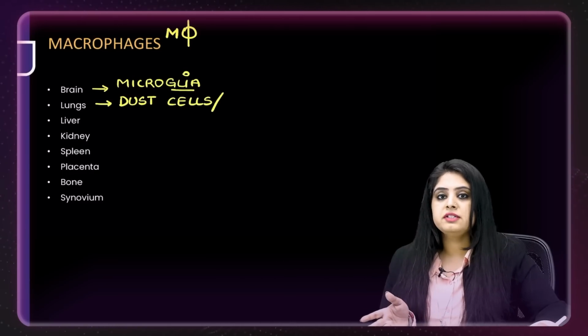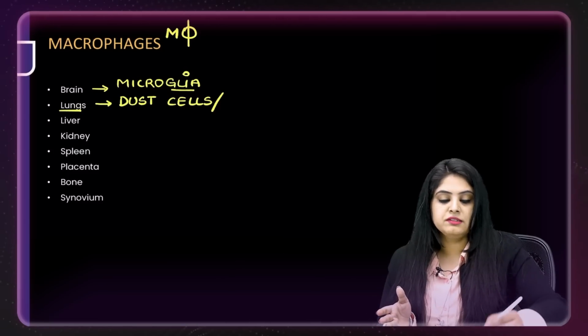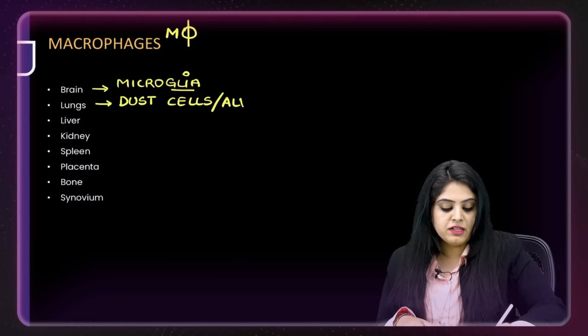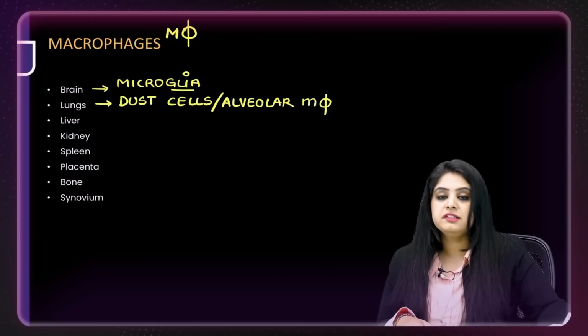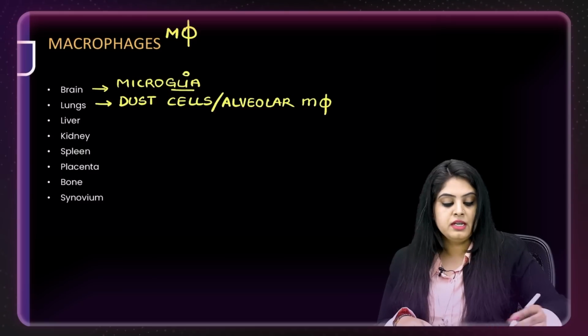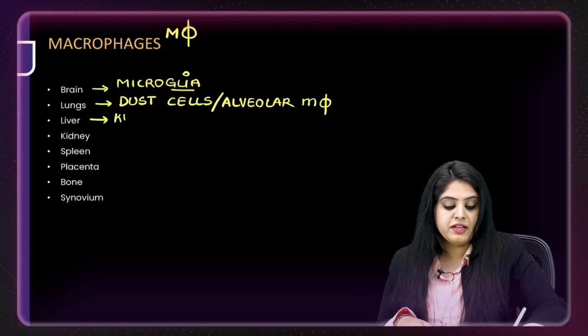And because they are present in the alveoli, what happens in the lungs? Lungs are going to have alveoli, right? So these are going to be the alveolar macrophages. Coming to the liver, which is a very famous question, that is the Kupffer cells.